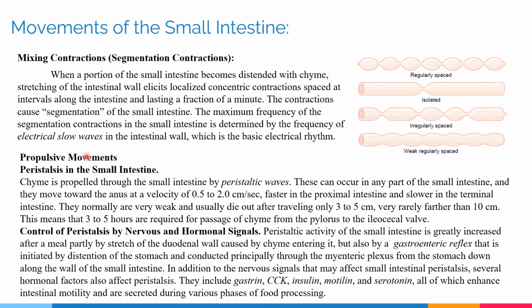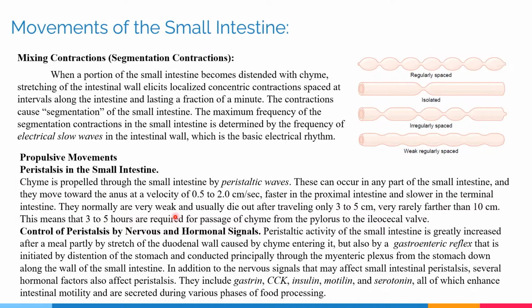Next, we have the propulsive movements that occur in the small intestine, the first one of which is the peristaltic. Chyme is propelled through the small intestine by peristaltic waves. These can occur in any part of the small intestine and they move towards the anus at a velocity of 0.5 to 2 meters per second. Faster in the proximal intestine and slower in the terminal intestine.